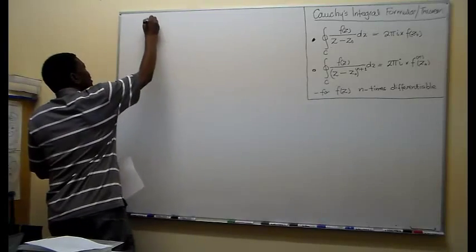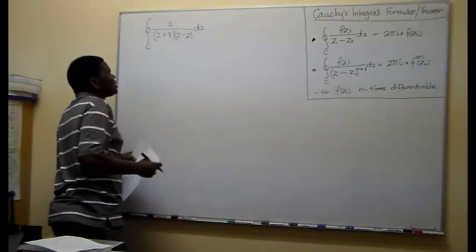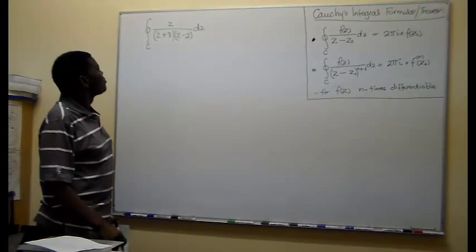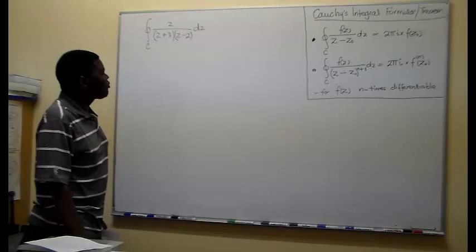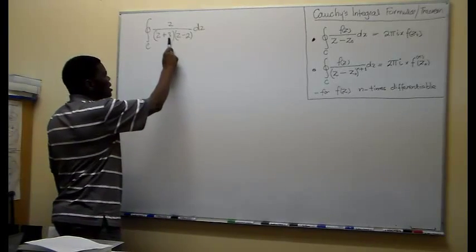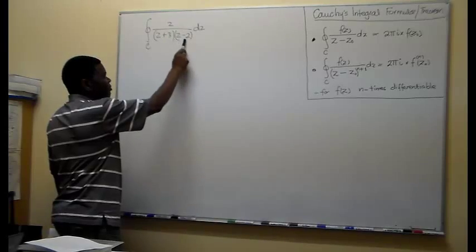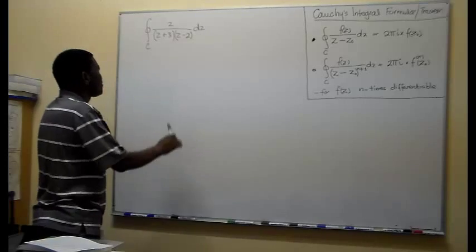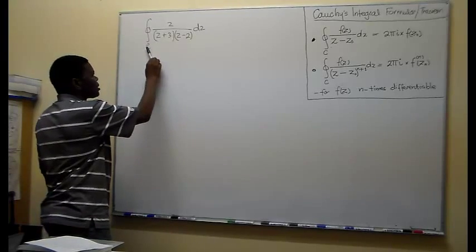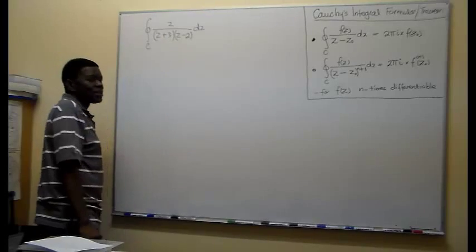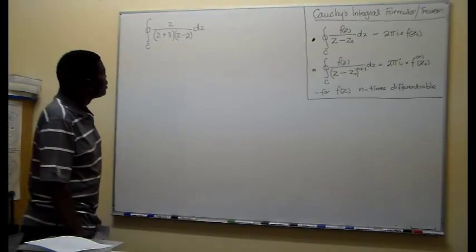Let's say we've got an integral. So we've got here an integral of z over (z plus 3) multiplied by (z minus 2). And then clearly the poles here are minus 3 and 2. So let's first of all assume that this curve contains both poles, minus 3 and 2.